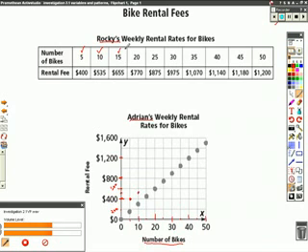15, 655. Again, here's 600, that's 700. So 15, 600, here is 700, so we're right in the middle. So right about there. Next one, 20, 770.